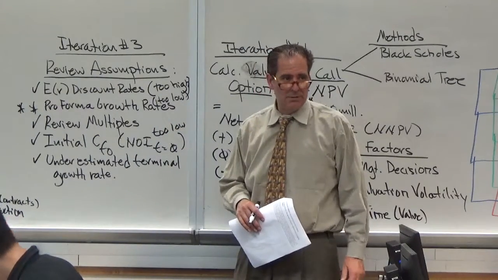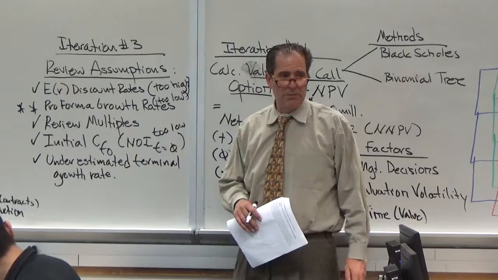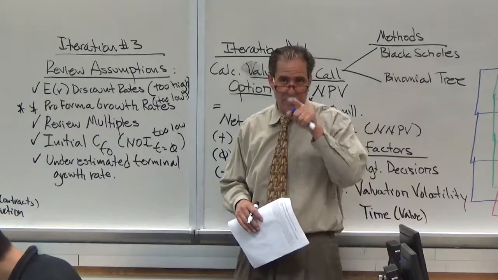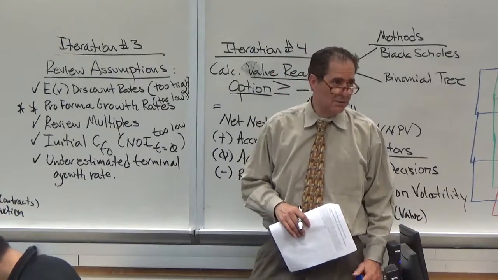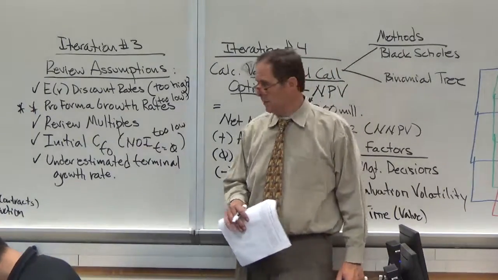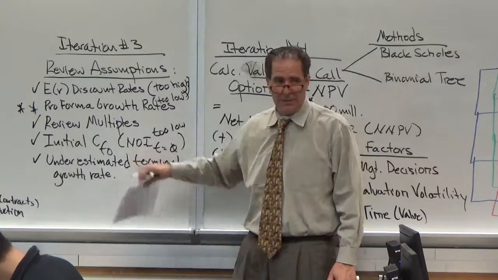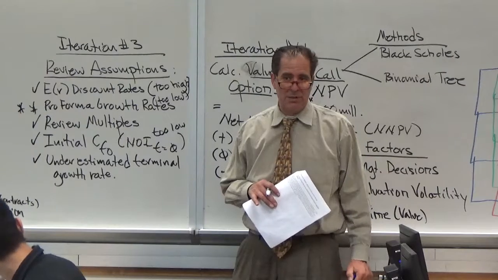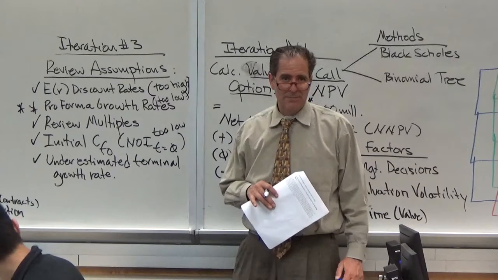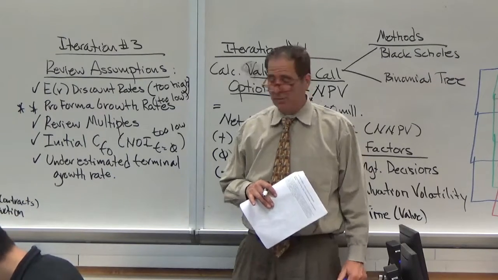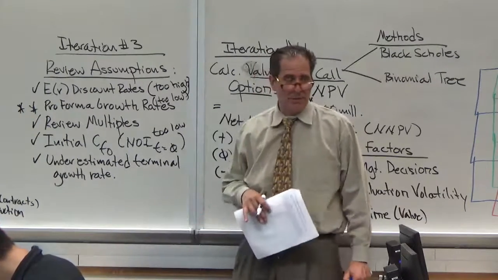Were the multiples too high or too low? Too high. Too low in this case? The last case it wasn't. What about the initial cash flow? Was it too high or too low? Too low. What about the terminal growth rate?